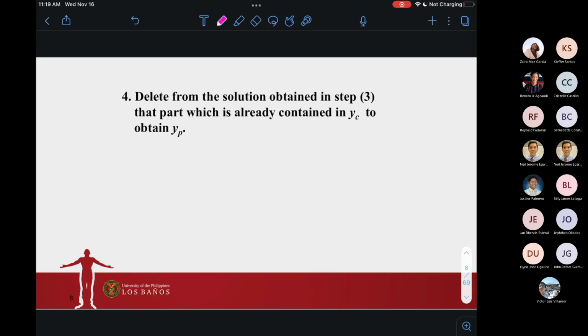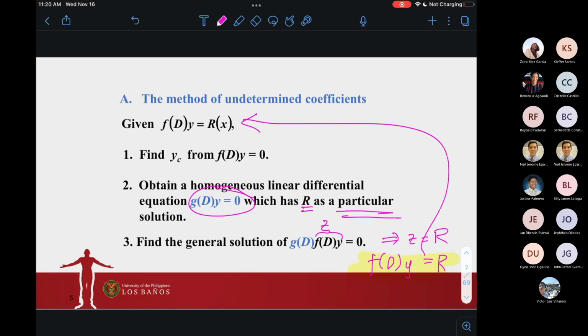Okay. Step number 4, delete from the solution obtained in step 3 the part which is already in y sub c to obtain y sub p. Gusto ko lang kasi particular solution. So, kukunin ko tong solution na to, isosolve ko kasi to, I will get a general solution, but I know R is a particular solution.